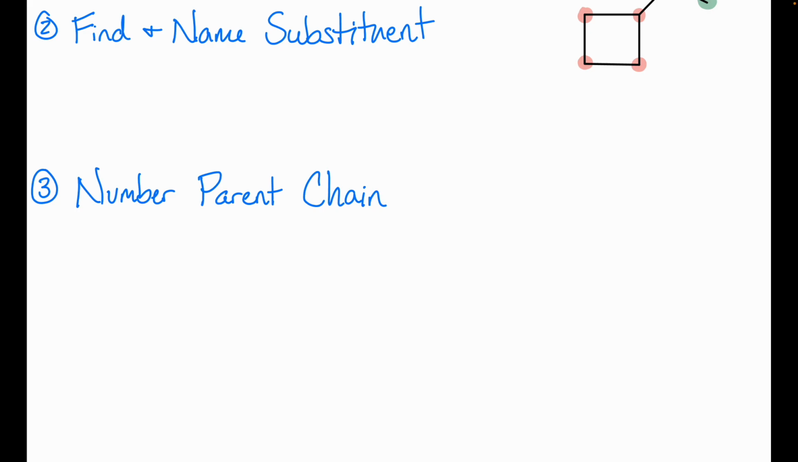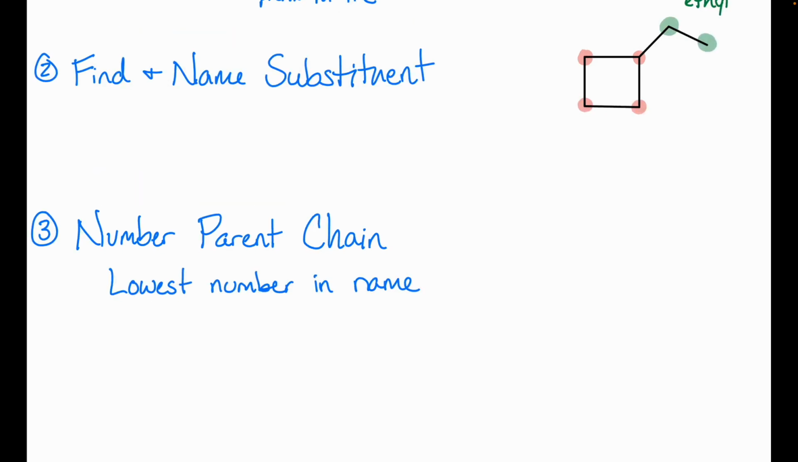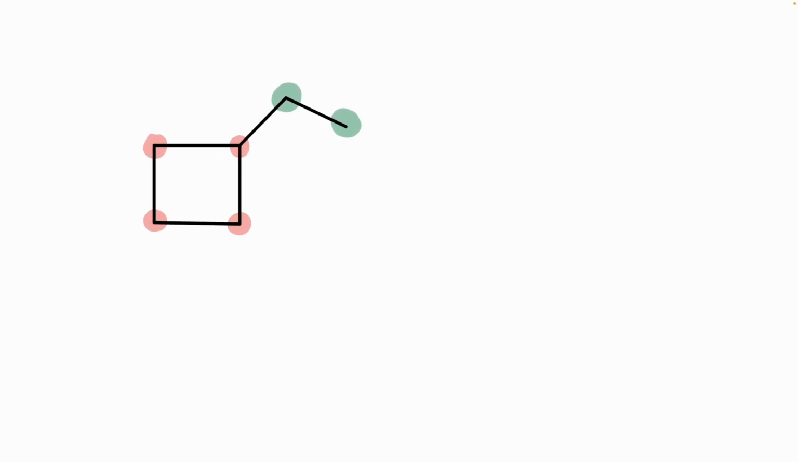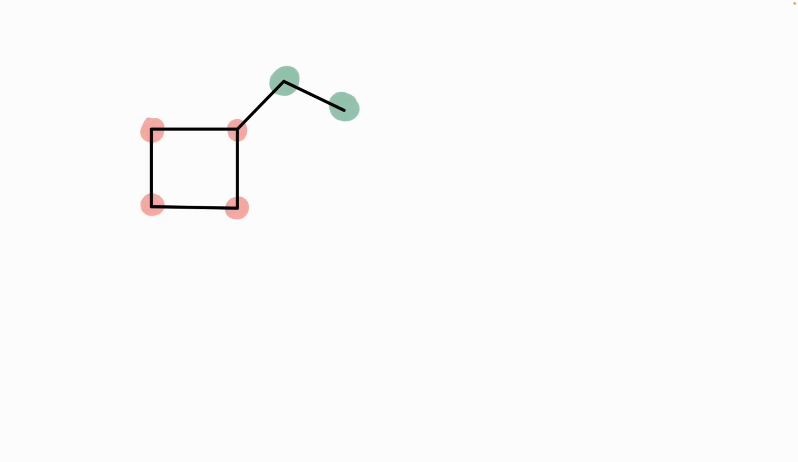So this is what we were doing before, but again, we want the lowest number in our name, okay? So I'm gonna take this example, I'm gonna move it to a page where I get a little bit more space. All right, so what do we think should be carbon one on our chain here? The one with that ethyl group on there, right? So this would be carbon one, okay?